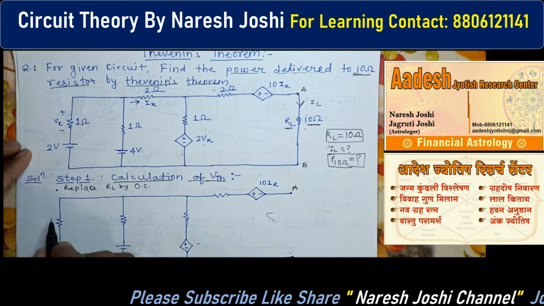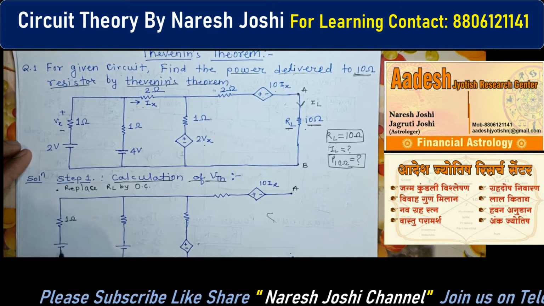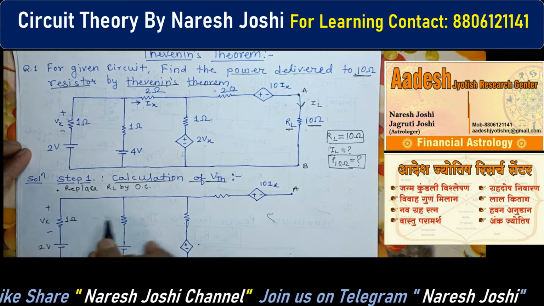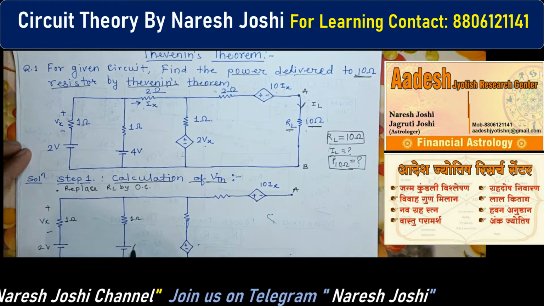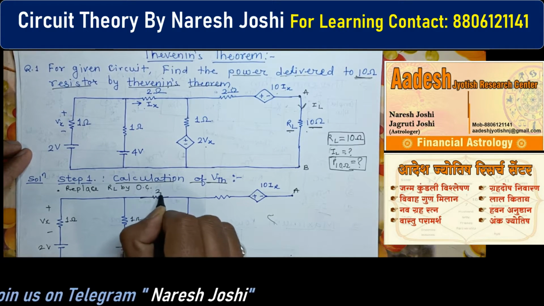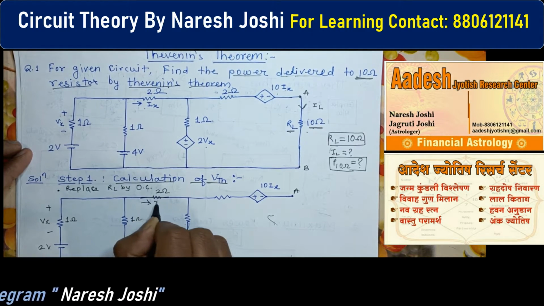Now you can see what the resistances are here. I will write here 1 ohm, this is the 2 volt, again this is the plus minus Vx as it is, 1 ohm. Okay, this is the 4 volt as it is, and here is the resistance. So this is the 2 ohm, and this current passing through, this is what?